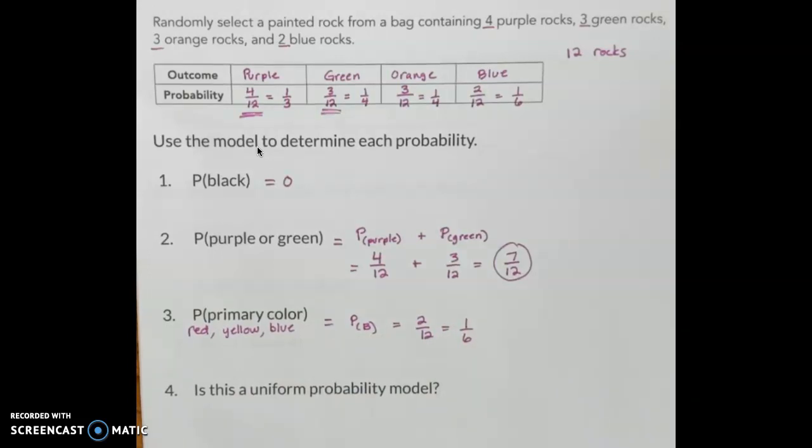Now, question 4 deals with our vocabulary terms. Is this a uniform probability model? I'm going to pause for just a minute so you can think about that. Hopefully you said no. This is not a uniform probability model because we do not have all of the same probabilities.